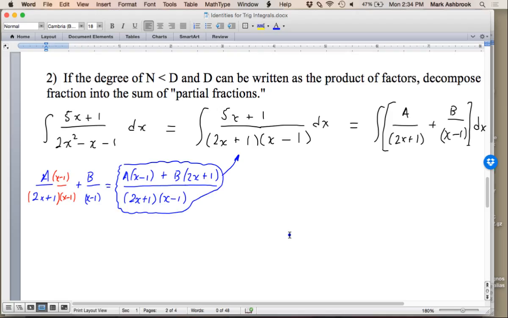And what is our goal? Our goal is to figure out what A and B are. We need to figure out what A and B are so that those are the same antiderivative. Those are the same rate function, right? We're looking at the rate function here. We're going to try to figure out what capital A and what capital B is so that we have the exact same rate function. Well, we got the denominators fine, right? We got that common denominator, so it's really all about the numerator here. So we're going to say that A times x minus 1 plus B times 2x plus 1 has to equal what? 5x plus 1.